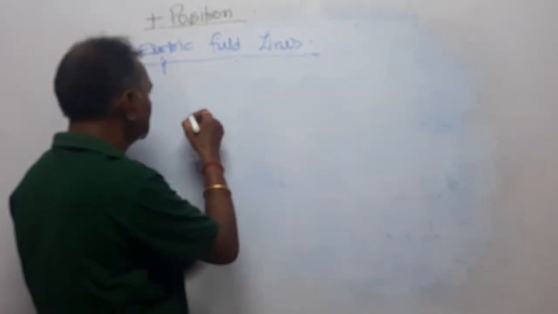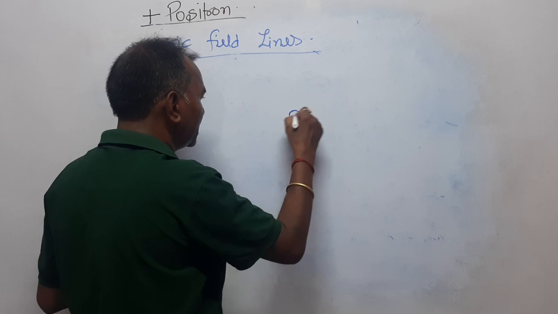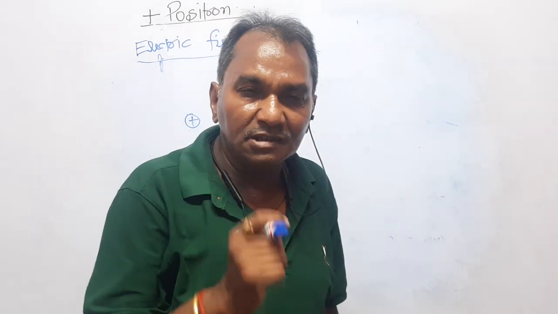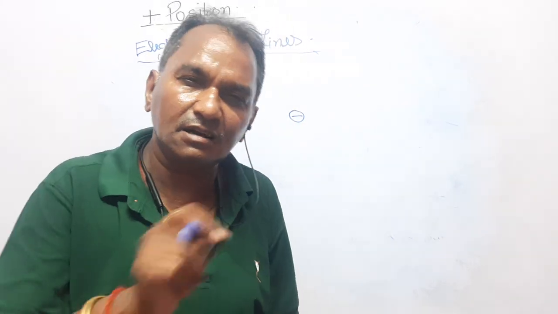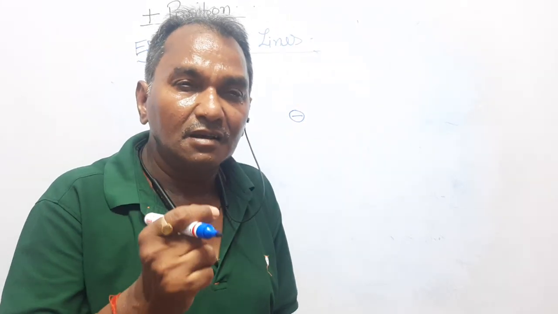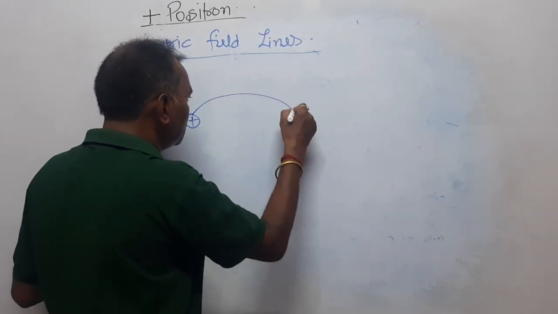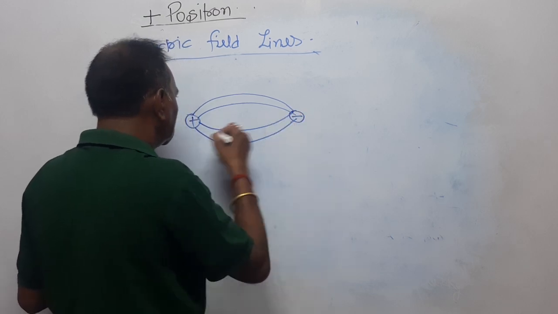Dear students, here it is a positive charge, that is a negative charge. Now you know, in case of positive charge, field lines begin from the positive charge. In case of negative charge, field lines end at the negative charge. Now the field lines will be like this.